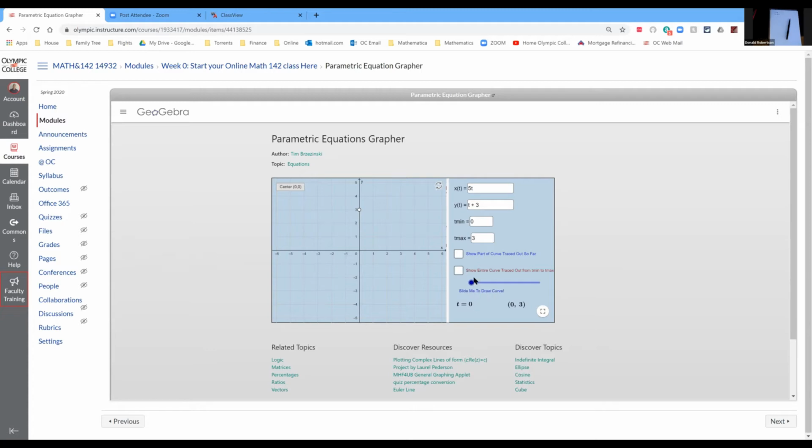Slide me to draw a curve. If I take this, do you see it? T equals 0, you're at 0, 3. You see that little dot? Now, as I move this thing, can you see, I'll start again. Can you see the direction that that thing is moving? Right? You start here, then you get to here, then you get to here, and so on.